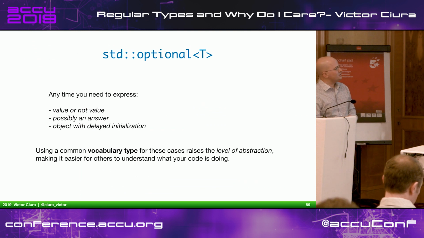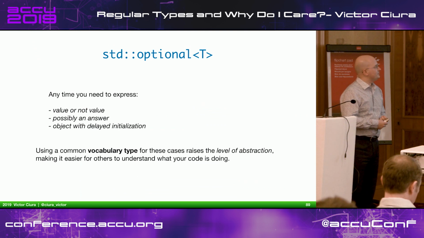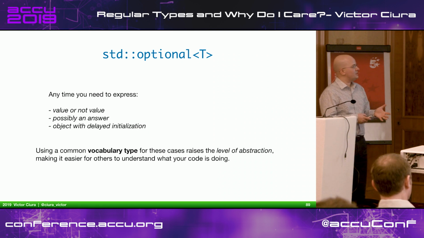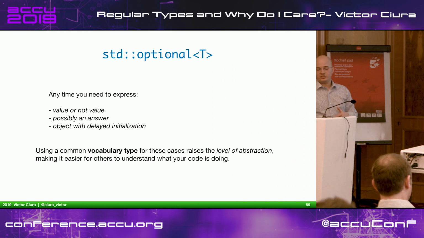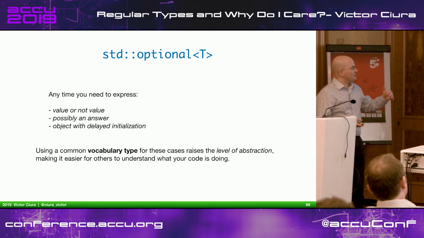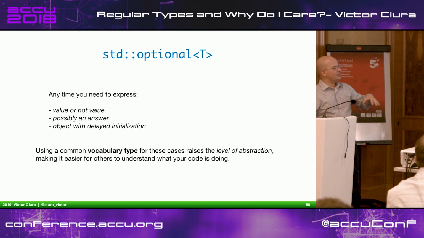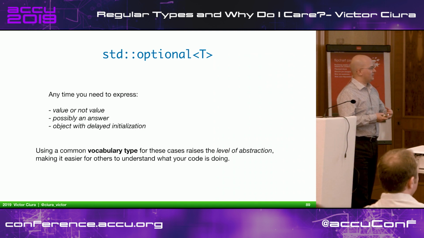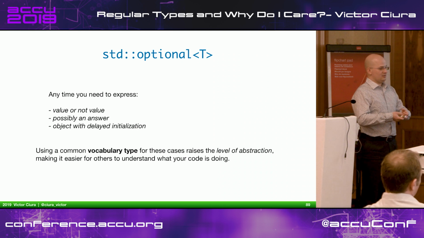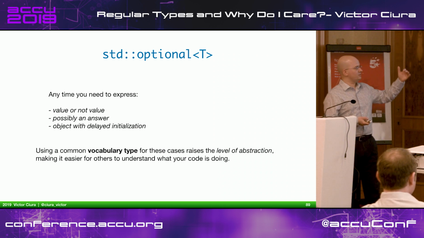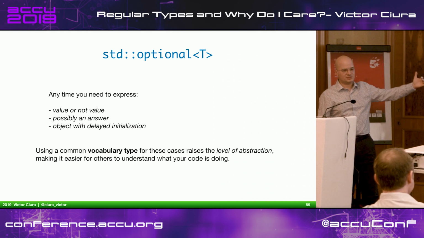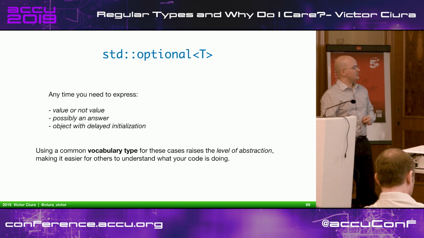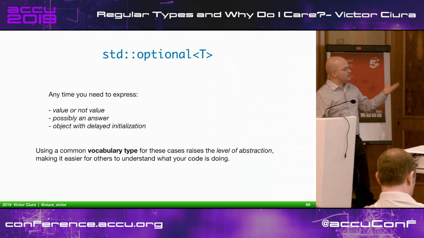So, I mentioned optional earlier. Anytime you need to express a value or not a value, or possibly an answer, or an object with delayed initialization, using a common vocabulary type for these cases raises the level of abstraction. We want this. We want to make it easier to express this without conventions. So if we introduce something that is standard, people know what to expect when they see it in APIs. So optional is good.